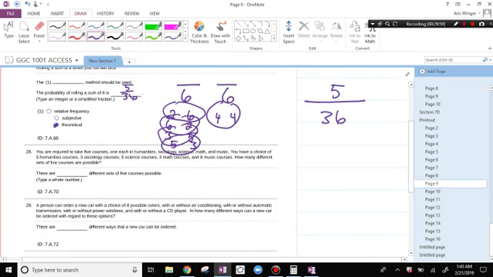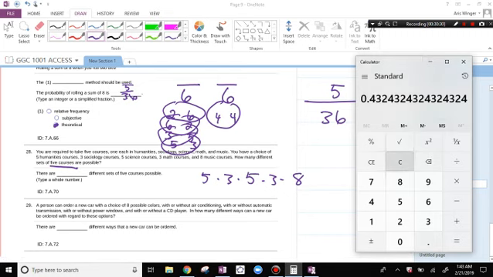You are required to take 5 courses, 1 each in humanities, sociology, science, math, and music. You have a choice of 5 humanities courses, 3 sociology courses, 5 science courses, 3 math courses, and 8 music courses. How many different sets of 5 courses are possible if you have to pick one from each? The lesson today that we're learning is that we multiply these numbers. 5 times 3 times 5 times 3 times 8. 1,800 different possibilities.